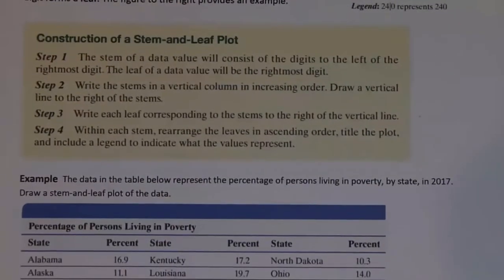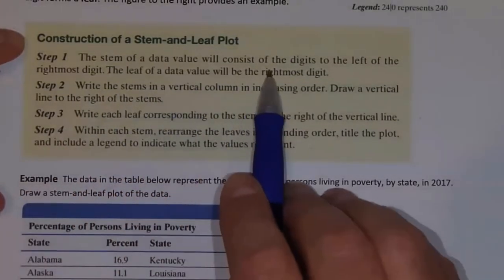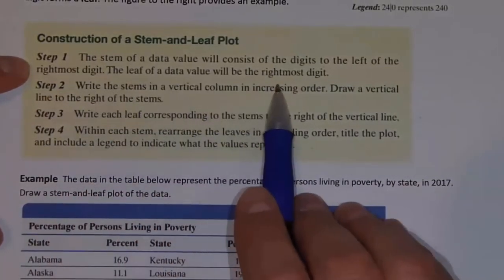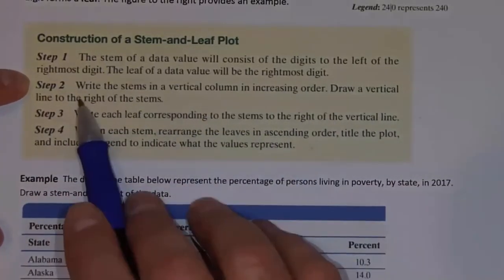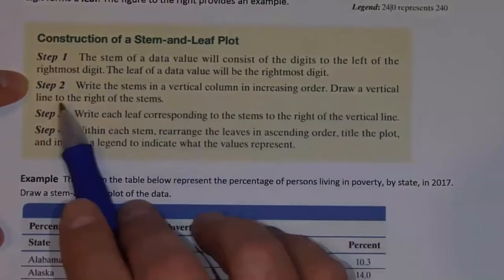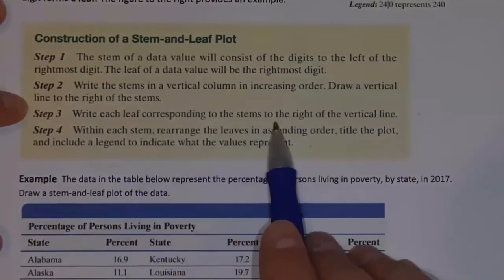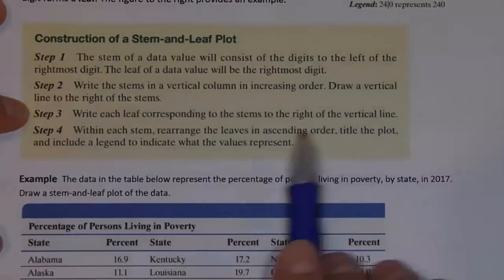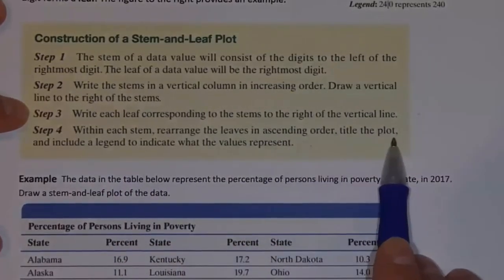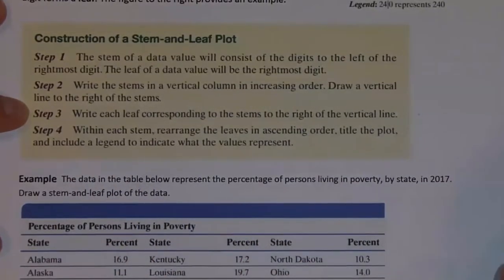So how do we construct the stem and leaf display? The stem of a data value will consist of all the digits to the left of the rightmost digit. The leaf of the data will consist of the rightmost digit. Write the stems in a vertical column in increasing order and draw a vertical line to the right of the stems. Write each leaf corresponding to the stems to the right of the vertical line, and then within each stem, rearrange the leaves in ascending order, title the plot, and include a legend to indicate what the values represent.